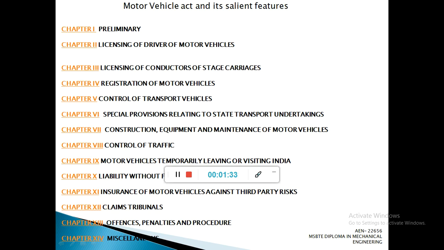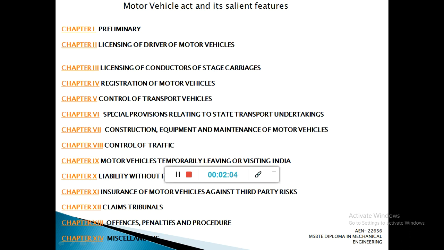Chapter number 4, registration of motor vehicles, that is, the different registration norms required to register your motor vehicle or an automobile vehicle. Chapter number 5, control of transport vehicles, that is related to traffic control. Next, chapter number 6 comes under special provisions relating to state transport undertakings. Next, construction equipment and maintenance of motor vehicles, these are the different maintenance norms. Next chapter comes for control of traffic.